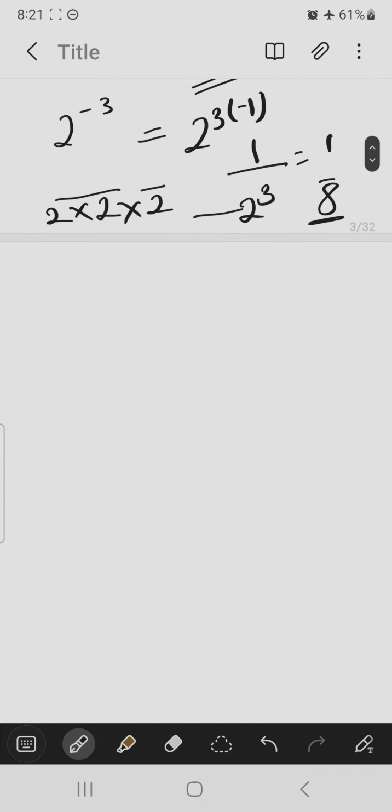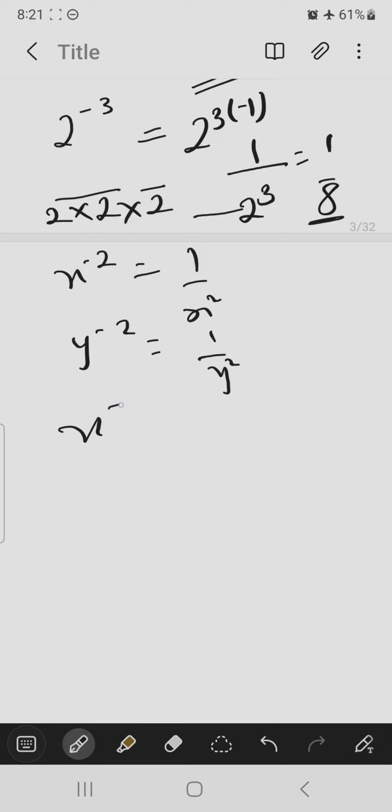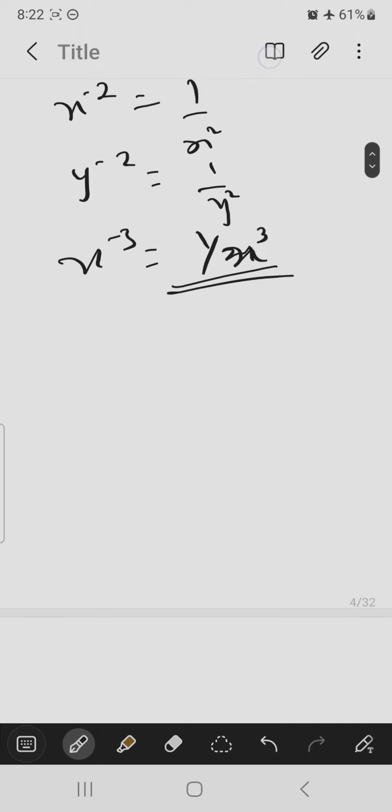More or less, x raised to power minus 2 will be 1 over x squared. y raised to power minus 2 will equal 1 over y squared. Or x to the power minus 3 will be 1 over x cubed. I hope you understand this. That's the rule.